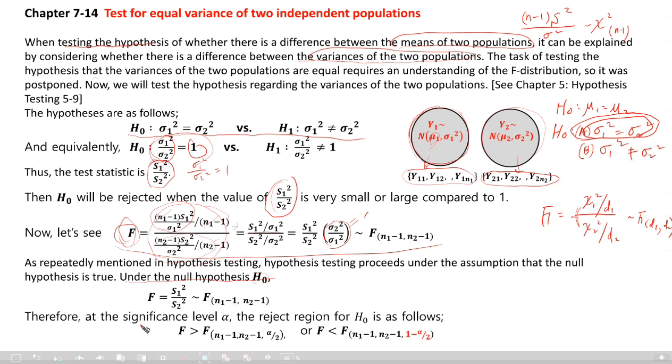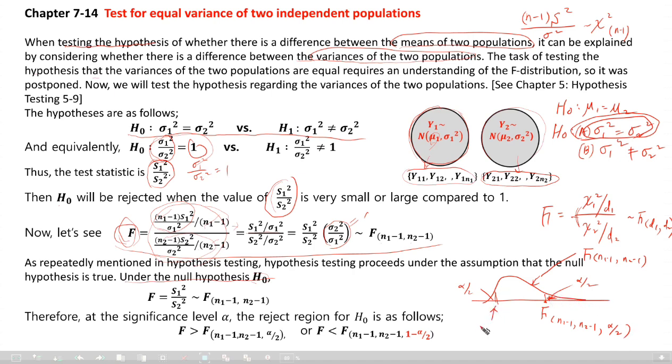Therefore, at significance level alpha, the rejection region will be as follows. The F distribution is skewed like this. Here alpha over 2, this part alpha over 2, because it is a two-tailed test. This is the F distribution with degrees of freedom n1 minus 1 and n2 minus 1. So the value of F at this point is F with n1 minus 1, n2 minus 1, alpha over 2. Alpha over 2 here.